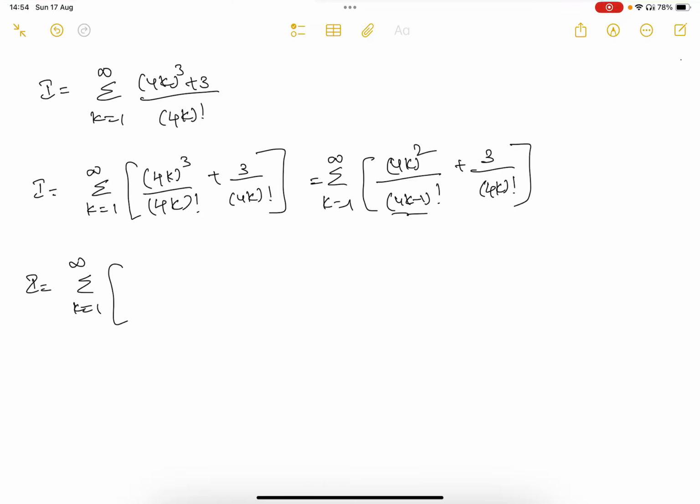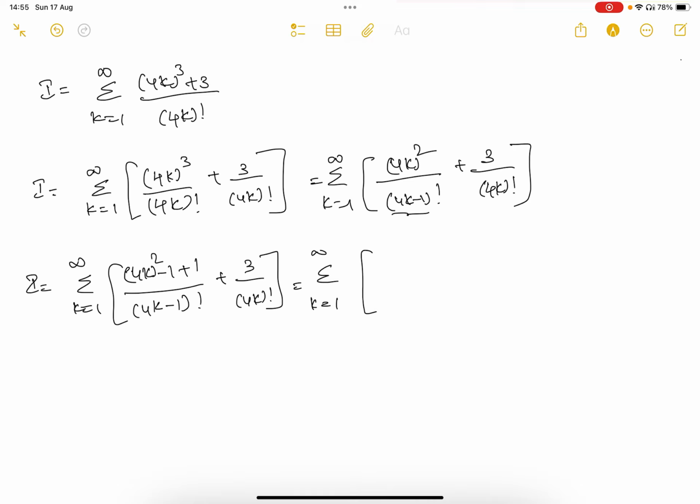As you can see, in the denominator of the first part, there is 4k minus 1, right? So let's do one thing. Let's add minus 1 plus 1 by (4k minus 1)! plus 3 by (4k)!. So this will be summation k equal to 1 to infinity, ((4k)^2 minus 1^2) by (4k minus 1)! plus 1 by (4k minus 1)! plus 3 by (4k)!, right?